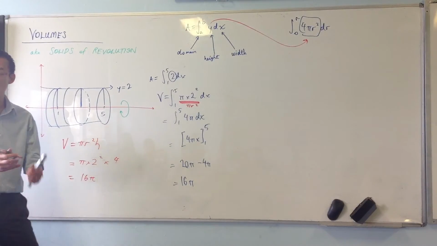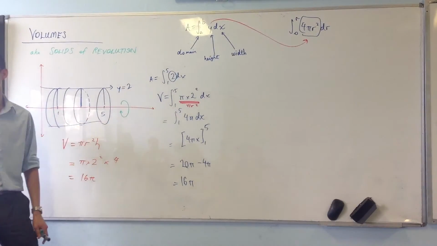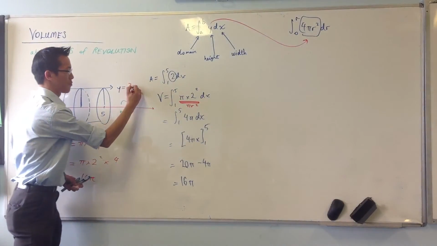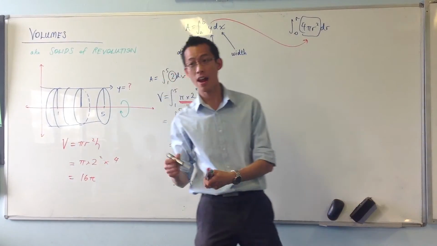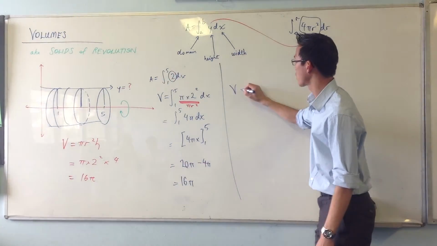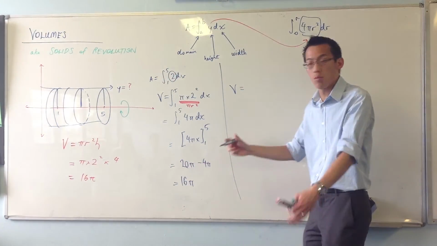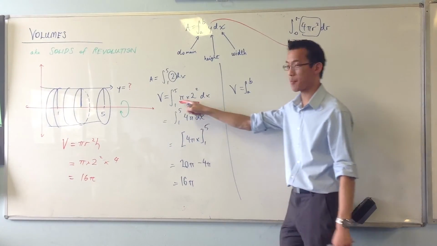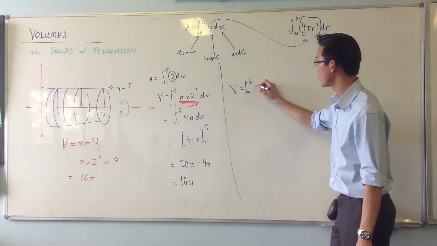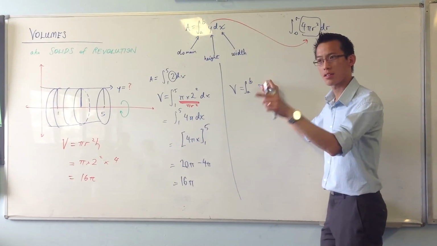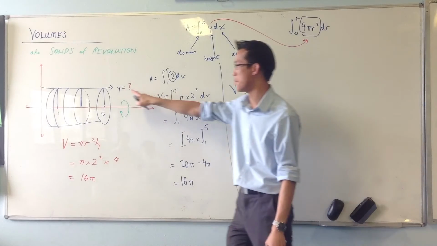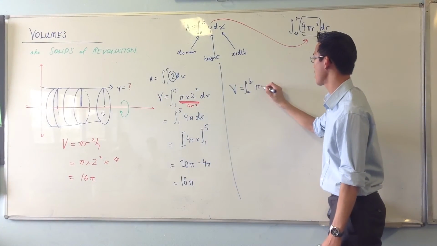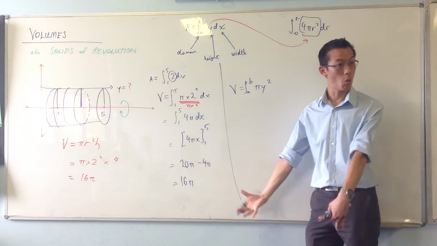So let's generalize this. Suppose it wasn't y equals 2. Suppose it was whatever function you like. How would I find its volume? Well, you pick wherever you want it to be, so from a to b. Now, because I'm adding up a bunch of circles, this is going to be pi r squared, but the radius will each time be y, whatever that height is. So instead of pi r squared, I'm going to have pi y squared.